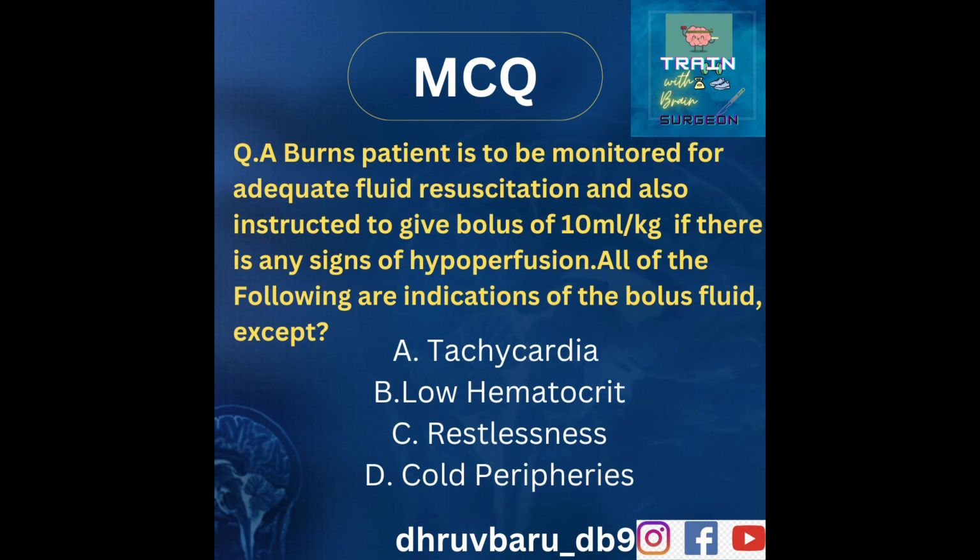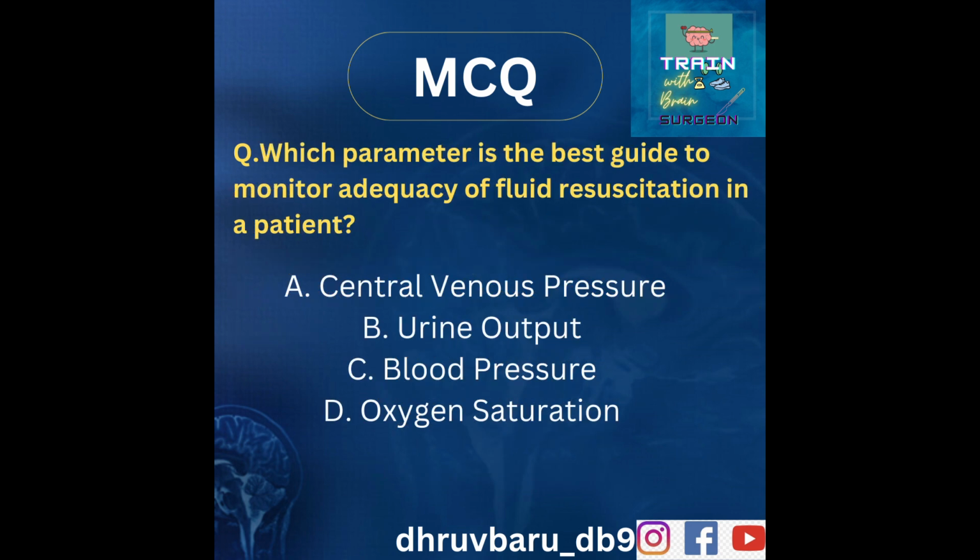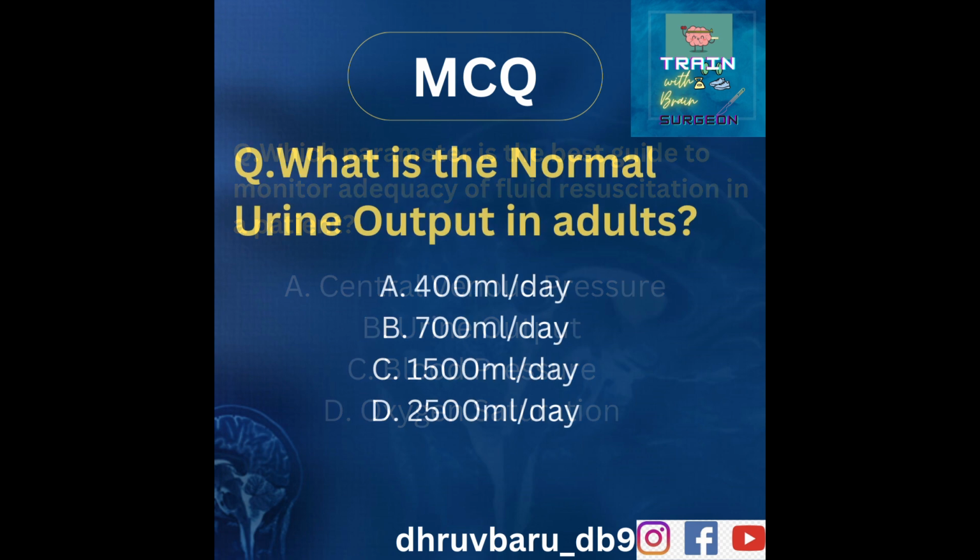Burns patient is to be monitored for adequate fluid resuscitation, and a bolus is to be given. All of the following are indications of bolus except, and the answer is low hematocrit. Which is the best parameter to guide for fluid resuscitation in a patient? And the answer is urine output. What is the normal urine output in adults? The answer is 1500 ml per day.